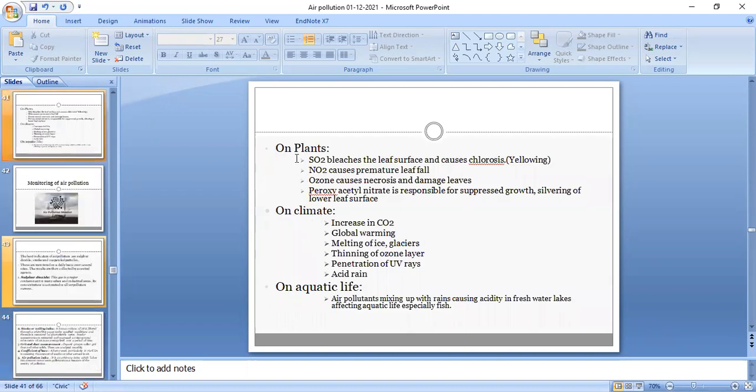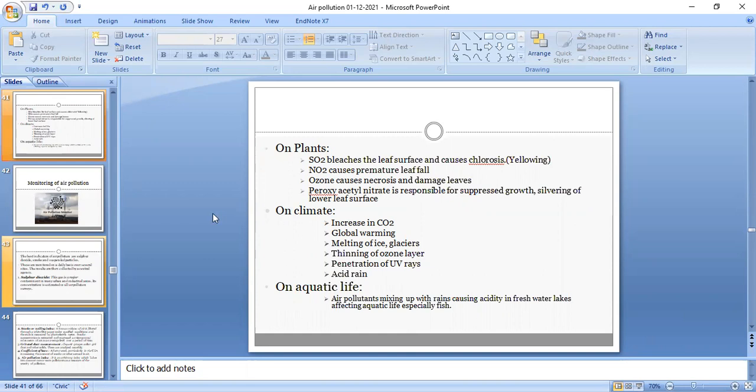Now the effects of air pollution on plants. Sulfur dioxide bleaches the leaf surfaces and causes chlorosis. Chlorosis is the yellowing discoloration of the leaves. Nitrogen dioxide causes premature leaf fall. Ozone causes necrosis and damaging of the leaves, while peroxyacetyl nitrate is responsible for suppressed growth and silvering of lower leaf surfaces.